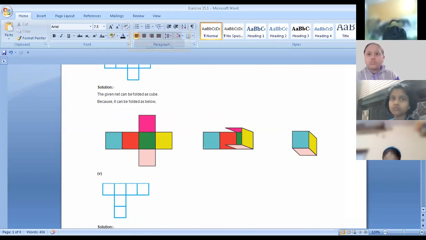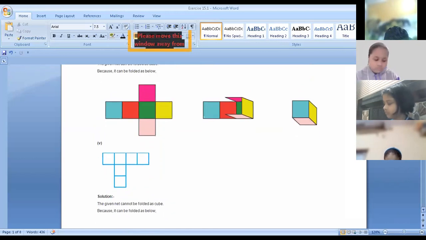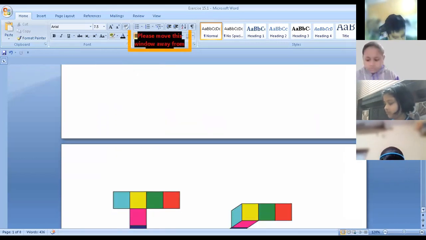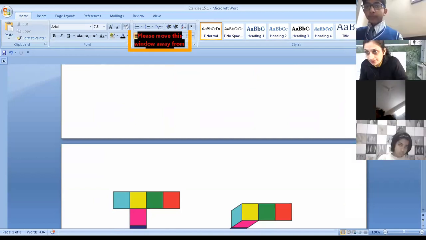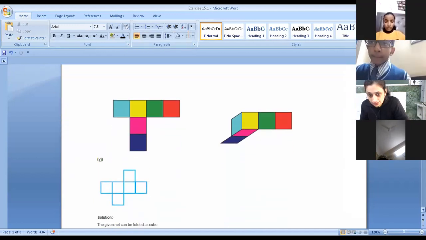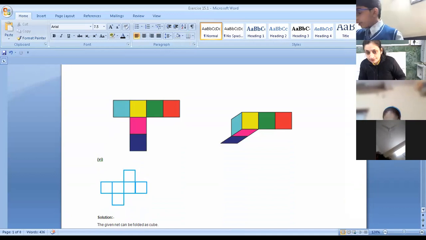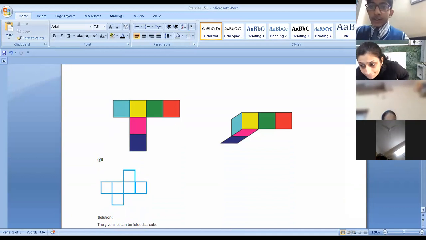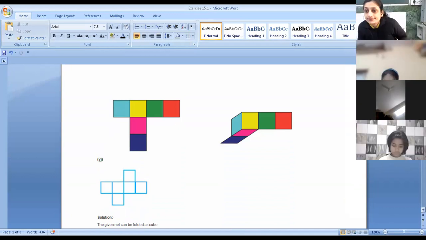Can you make a cube? 1, 2, 3, 4. No top side is there. So it's not possible to make a cube out of this fifth figure. Yes, Rajal. Ma'am, in the sixth figure, it's not possible. Ma'am, in the sixth figure it's possible. Ma'am, I was giving the answer of the fifth part. Okay, in the fifth part, it's not possible to make a cube.